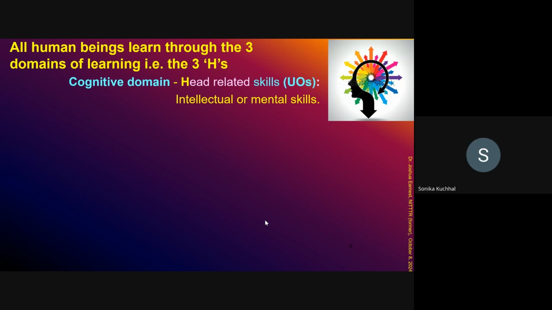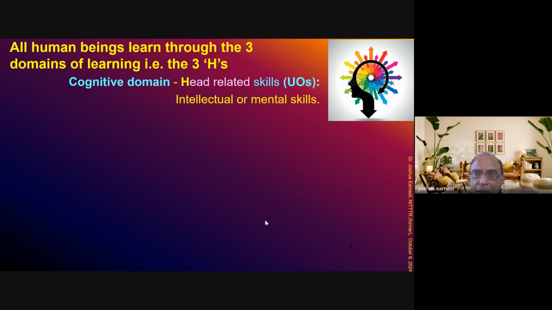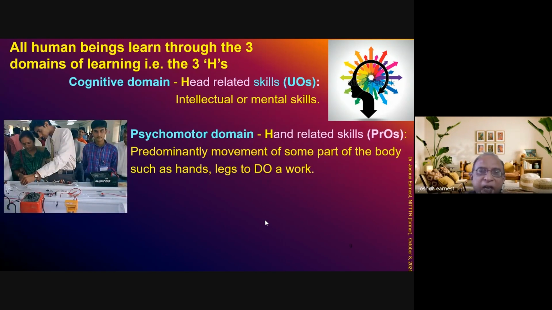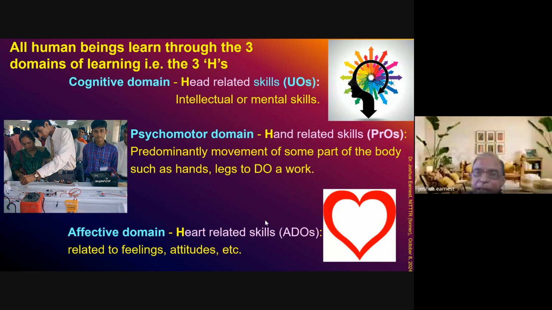Relatively permanent change in behavior. So this behavior can be at the cognitive level. This change in behavior has to be at the psychomotor level also. That is hand related. And the change in behavior has to be at the affective domain also. So when the change in behavior in all the three domains takes place, the COs are developed. The COs get integrated.